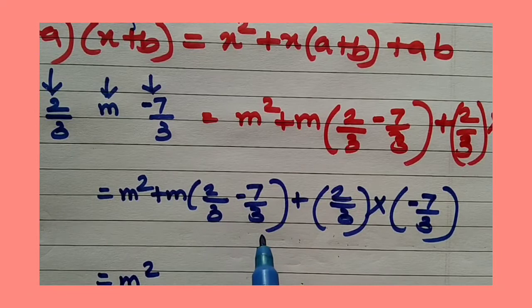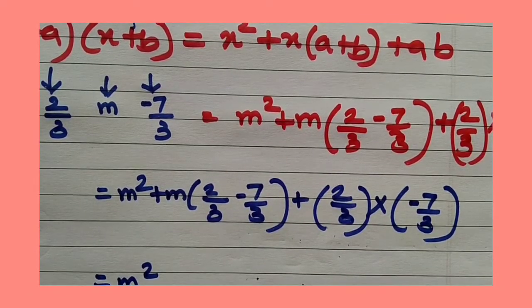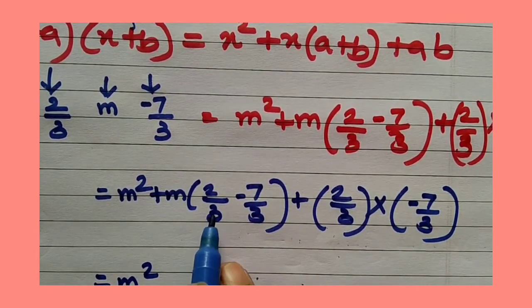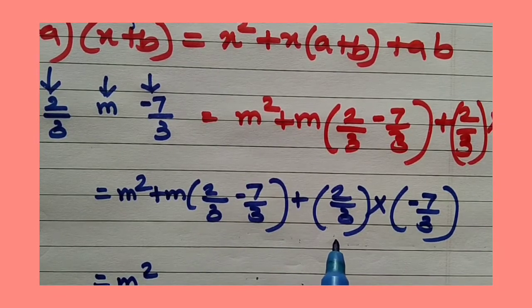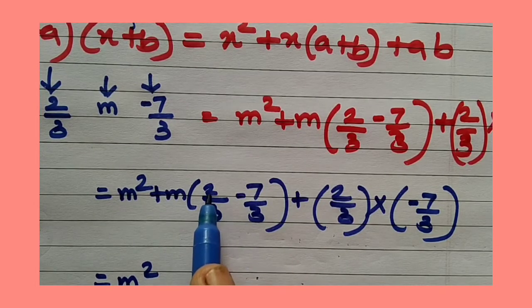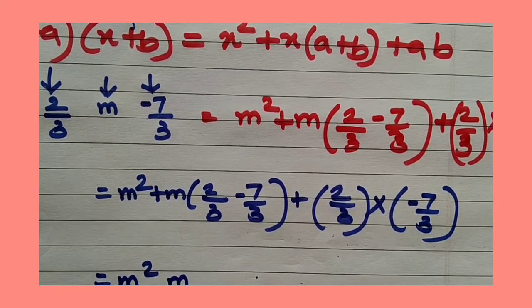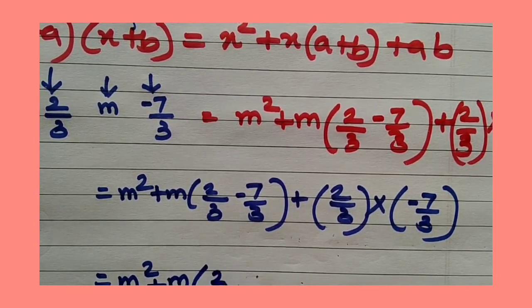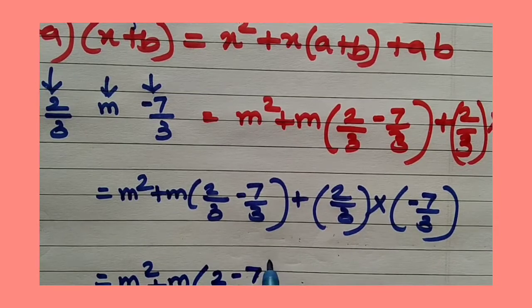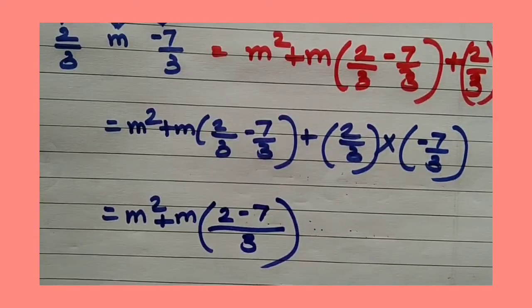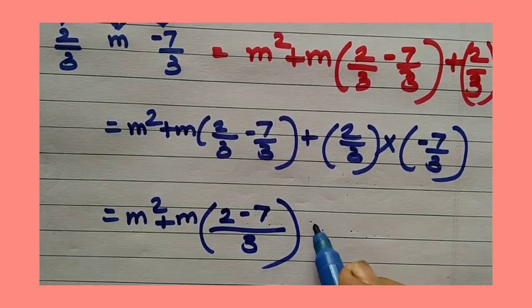Now 2 upon 3 minus 7 upon 3. What will be the answer here? First, whenever you have a fraction, you have to see whether the denominators are the same. Here the denominator is the same, so we don't have to worry about it. Now here it is 2 minus 7. How will we get it when we open the bracket? I'll show you. This will be 2 minus 7 upon 3, isn't it? You'll get it this way. Okay.